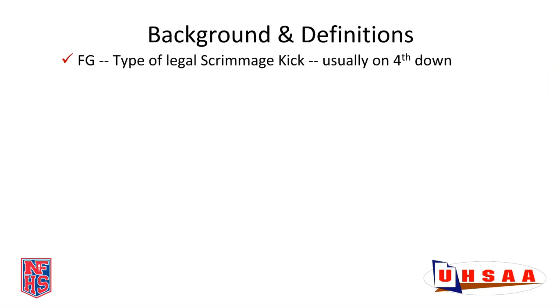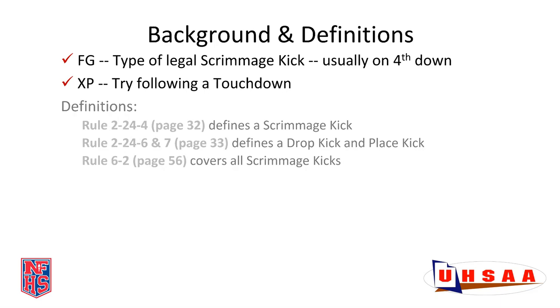First, the background and the definitions of the two types of place kicks that we have out of these formations. A field goal is a type of a legal scrimmage kick, usually done on fourth down, but not necessarily. And it differs from an extra point, which is a try following a touchdown. These types of kicks are defined in these rules, and I strongly encourage you to go to your rule book and read these definitions, particularly Rule 2-24-6 and 2-24-7 that defines a drop kick and a place kick.